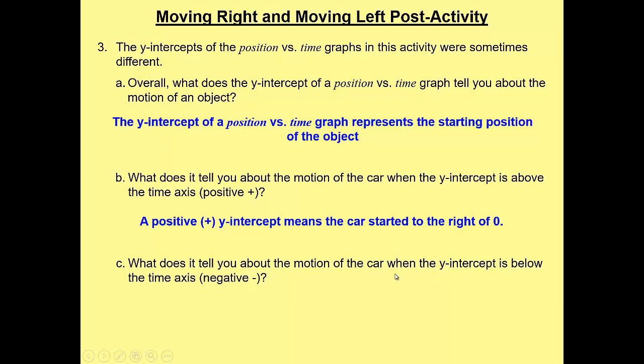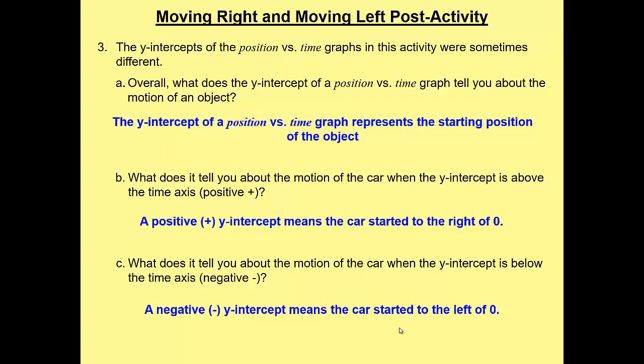But in number 5, when we moved 0 into the middle of the track and started the car by the motion detector, now you got a negative y-intercept because you were starting to the left of 0. So hopefully by doing this activity, you saw how rich and how full of information a position time graph is. And it tells you a lot about the motion.